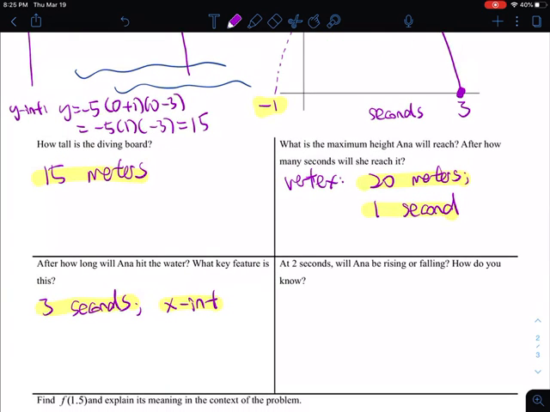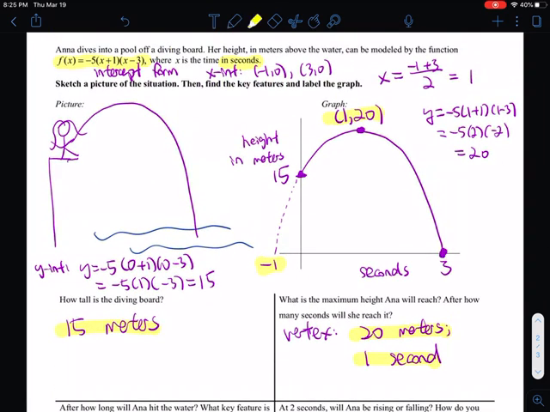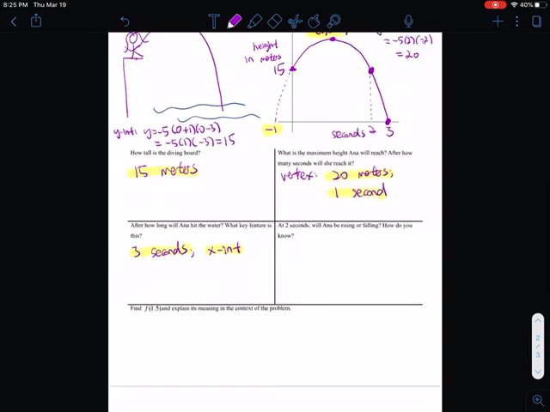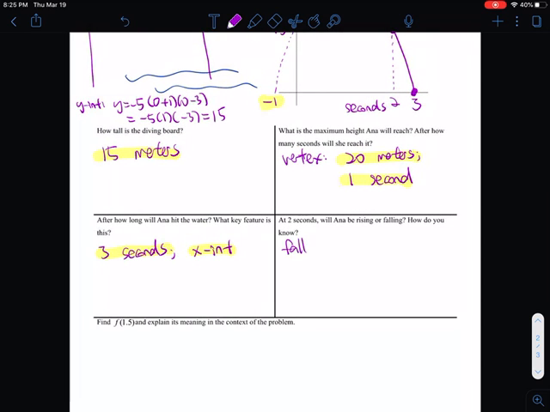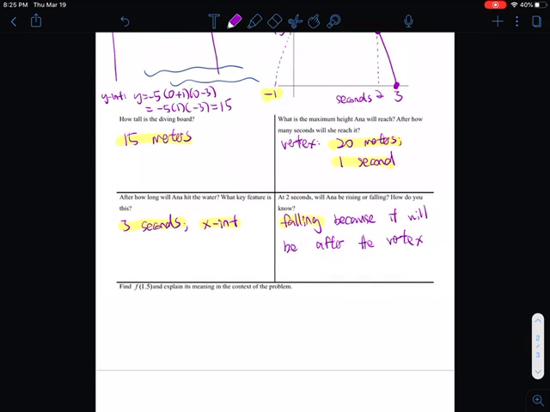And then at 2 seconds, will she be rising or falling? How do you know? Once again, let's go back to our graph here. So this is when x is 1, our vertex. So then when x is 2, it will be somewhere right in the middle here. That's when x is 2. And again, because this is after the vertex, we know she will be falling, because it will be after the vertex.